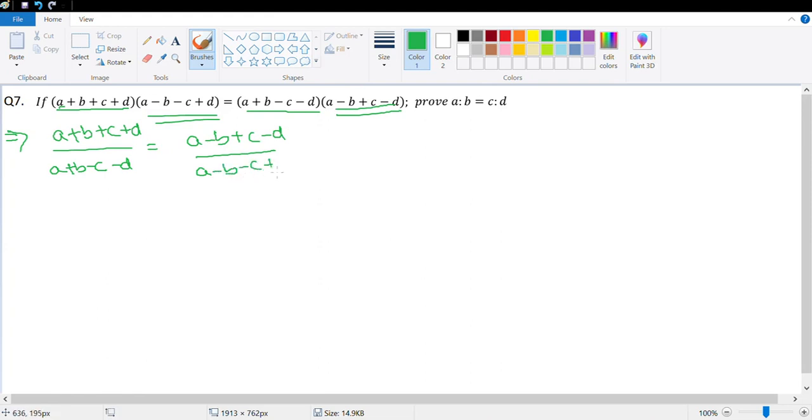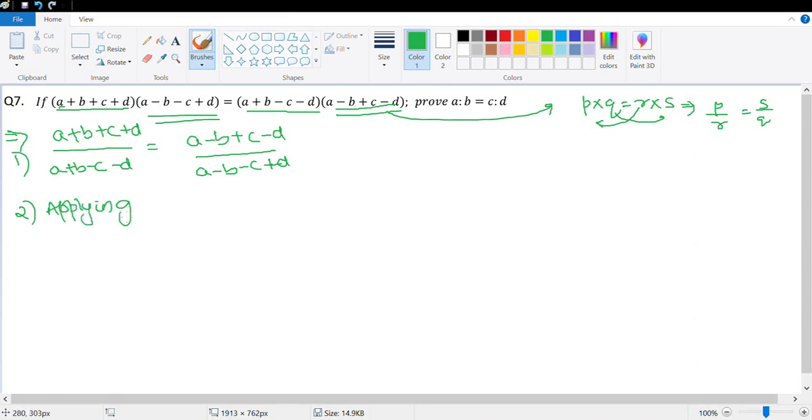In case you did not understand this, what I have done is, if p into q is equal to r into s, I have written this as p upon r is equal to s upon q. Divide this by r, divide this by q. That's all I have done, nothing else. Now that we've got this, let's go ahead and apply C and D and see if this works.